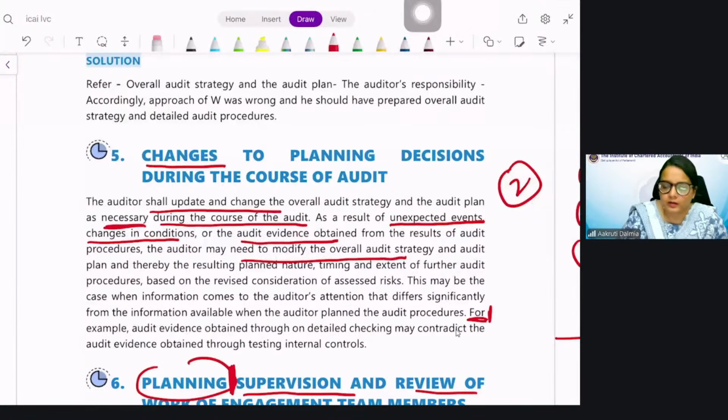Debate? No, contradict means contradict only. Contradict is the simple layman word only. It's not a technical word. Okay, ma'am. Understood. Thank you, ma'am. Yes, Manisha, you can ask now. I don't think there are any other questions left.